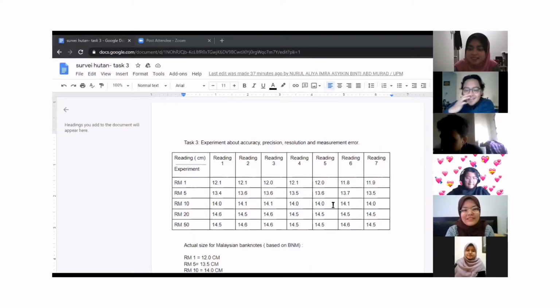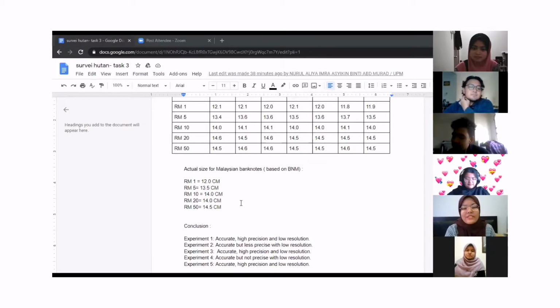This experiment shows the data that we measured on our banknotes, RM1, RM5, RM10, RM20, and RM50. Compared to the data, the actual size of Malaysian banknotes is, for 1 ringgit, 12 cm. For 5 ringgit, 13.5 cm. For 10 ringgit, 14 cm. For 20 ringgit, also 14 cm, and for 50 ringgit, 14.5 cm.